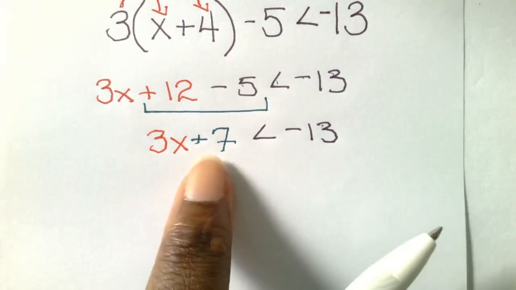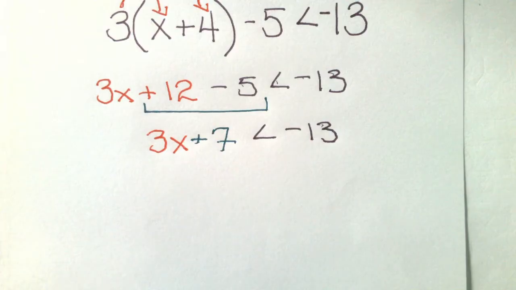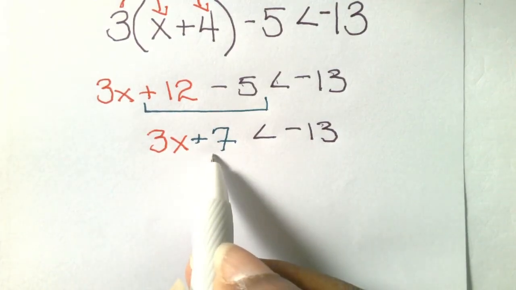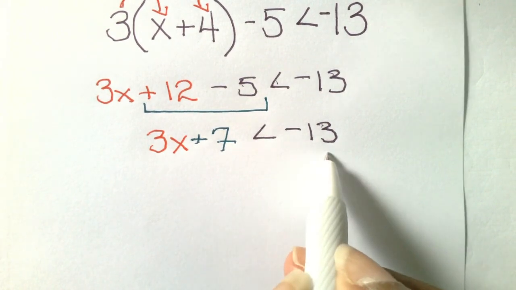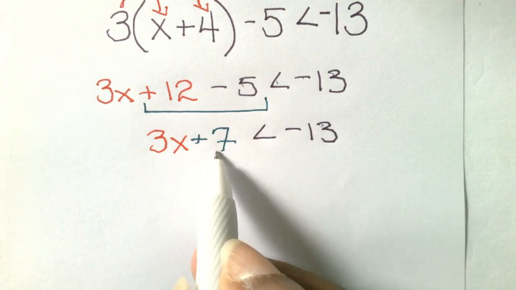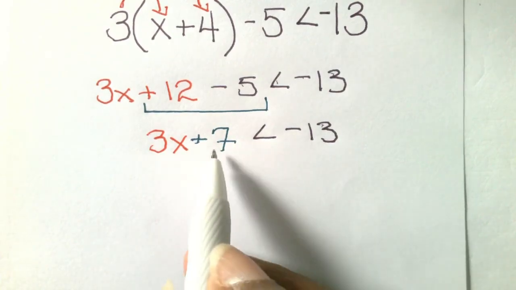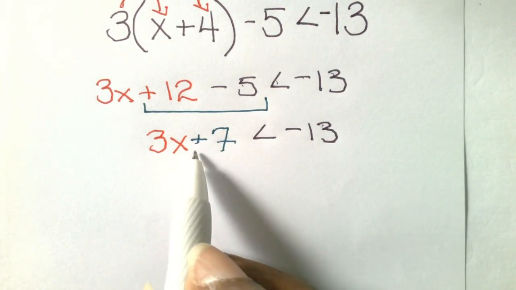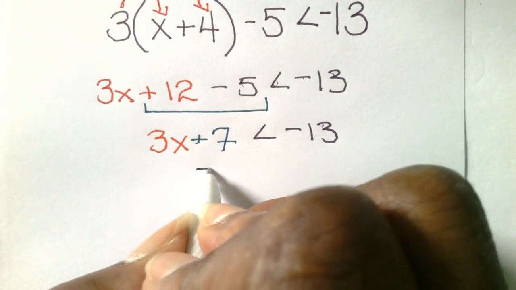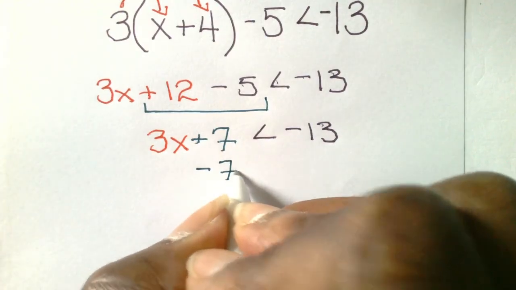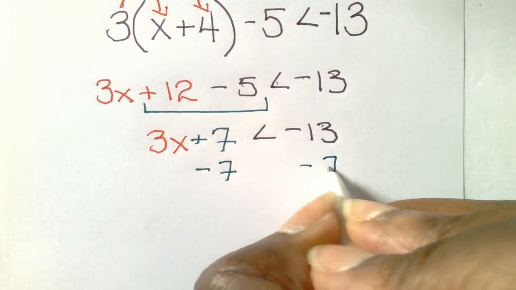So now we're trying to get x by itself. That means this positive 7 needs to go to the opposite side. In order for me to bring it to the opposite side, I have to do its inverse. The inverse of positive is negative. So whatever I do to one side, I must do to the other.